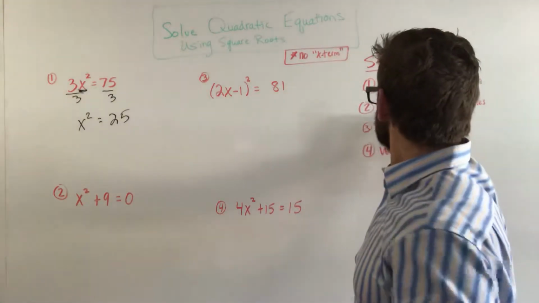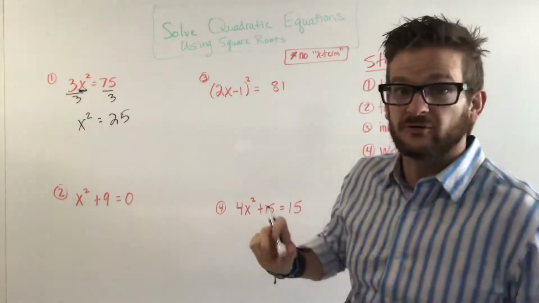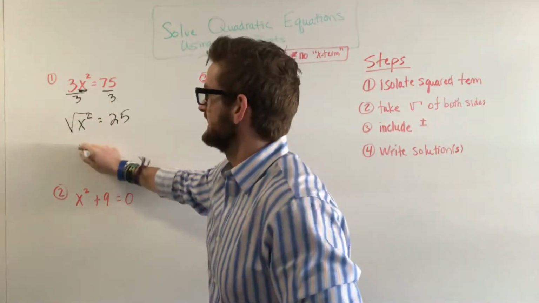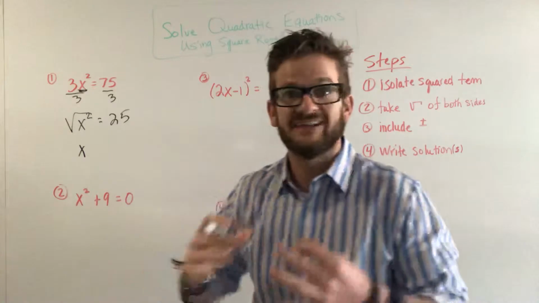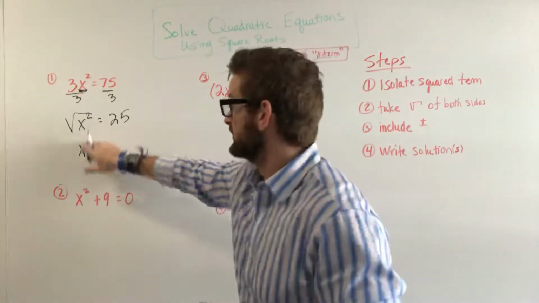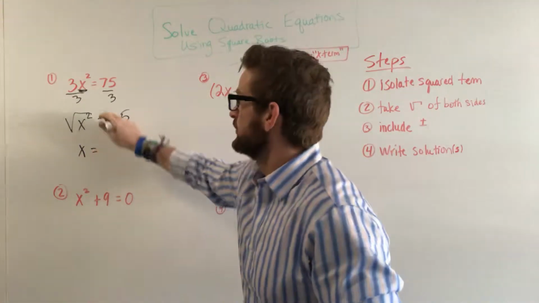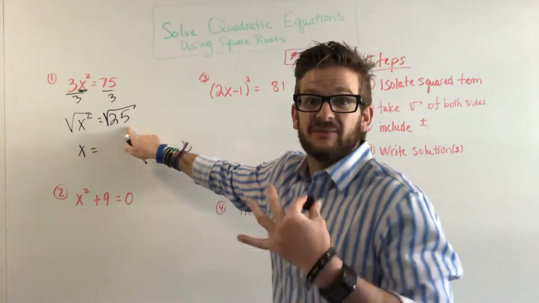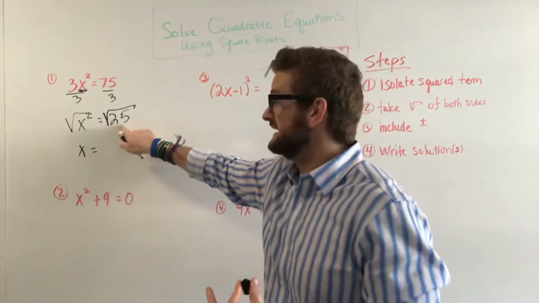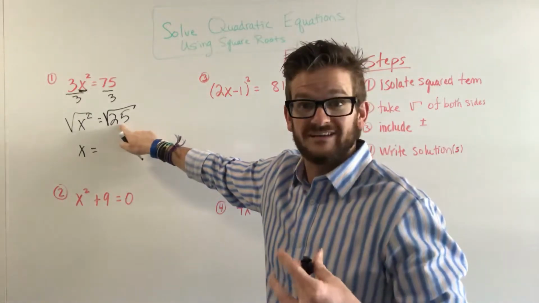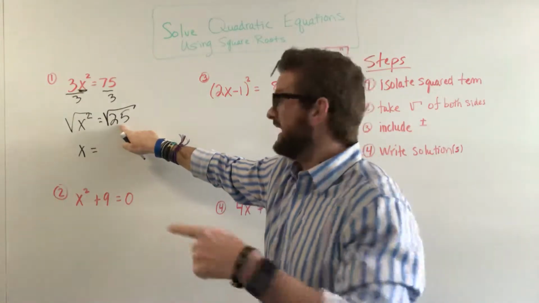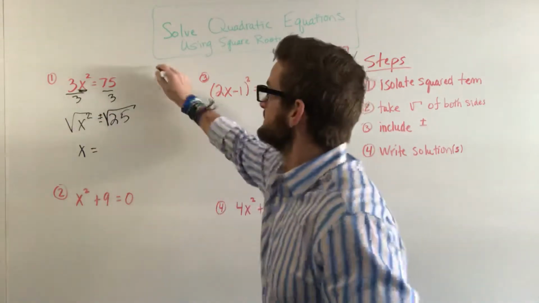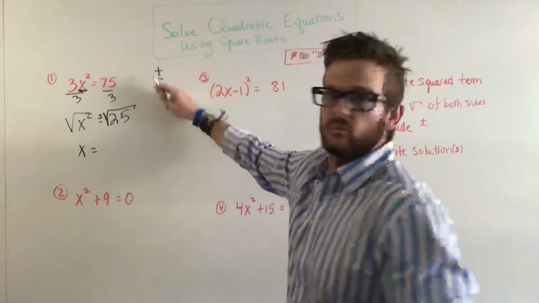The next step here is going to be to take the square root of both sides. A square and a square root cancel out. They undo each other, rather. And so we're left with just an x on that side. When we take the square root on this side, the thing we have to consider is the plus and the minus. The reason being is negative 5 squared is 25, and positive 5 squared is 25. So I'm just going to put this plus minus.